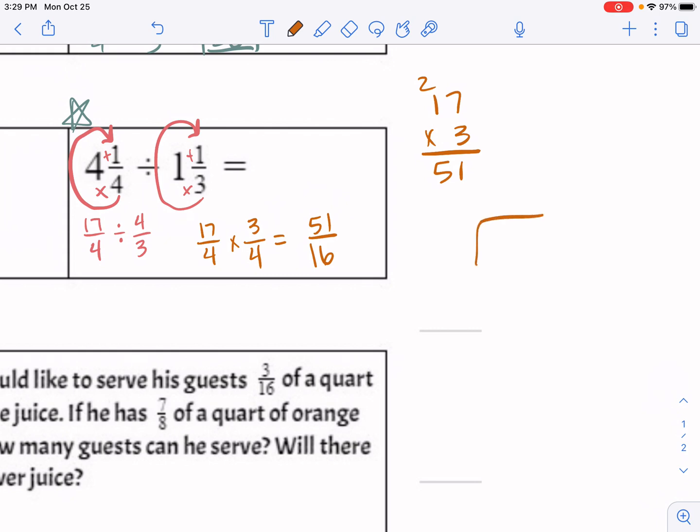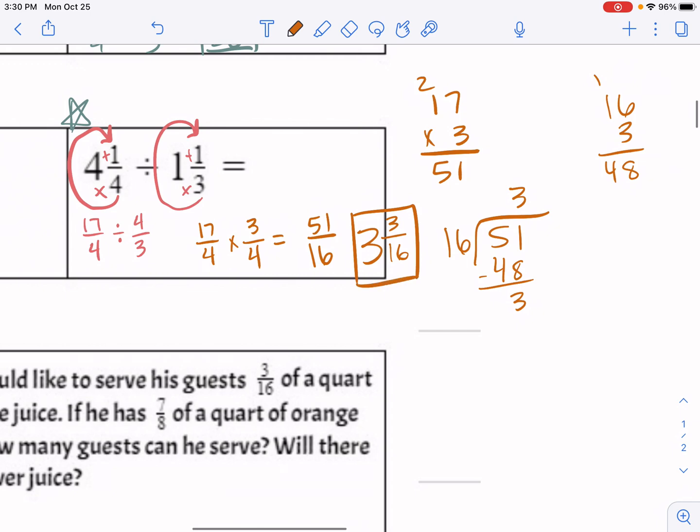So let's see how many times 16 goes into 51. All right, I know 16 times 2 is going to be 32. Let's try 16 times 3. This is 48. Perfect. All right, so that goes in 3 times, which is 48. And when I subtract, I get 3. So I have 3 and then 3/16. Let's double check. 3 can only be divided by 3. 16 cannot be divided by 3, so that means I am finished. All right, so 3 and 3/16.